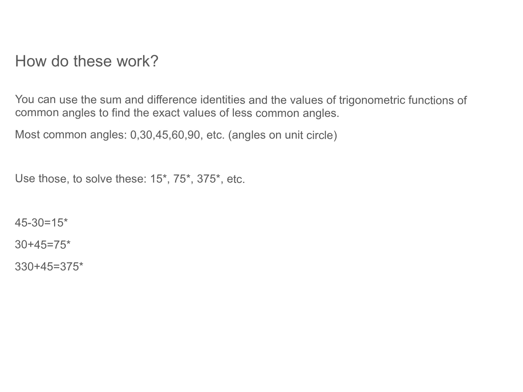We're going to use those to solve for less familiar angles such as 15, 75, 375, and so on and so forth. For example, 15 degrees is 45 degrees minus 30 degrees. So we would use 45 and 30 together with the difference formula to solve for the 15. Then you would use the sum formula for 30 and 45 to get 75, and the sum formula is 330 and 45 to get 375.